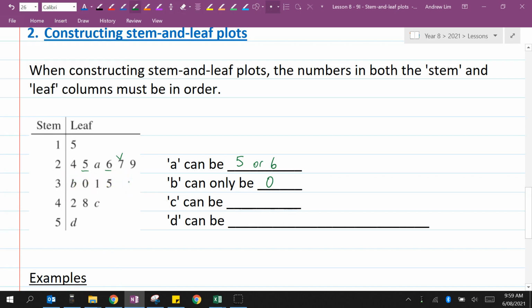Right, C. C can be 8, 9. Oh, sorry, only 8 or 9. We can't do 10. It has to be one digit. 8 or 9. Right, if we put an 8 here, that makes sense. If we put a 9 here, that makes sense. And D can be any number, right? It can be a 0, 1, 2, 3, 4, 5, 6, 7, 8, or 9. They all make sense. Okay, could be 50, 51, 52, etc.